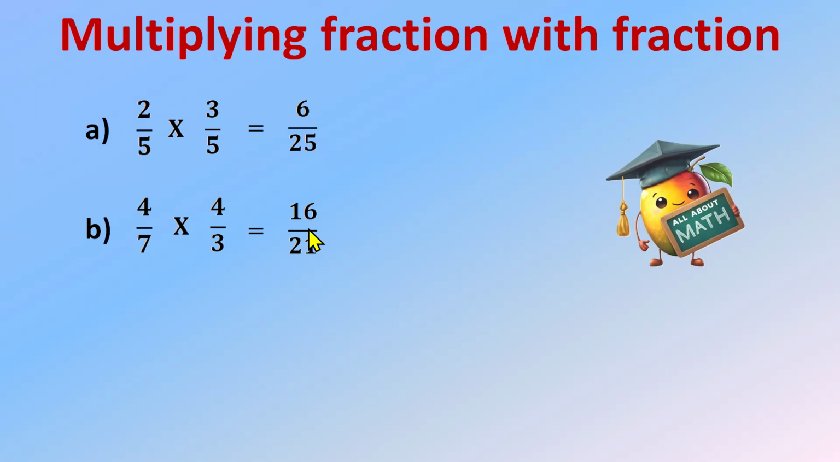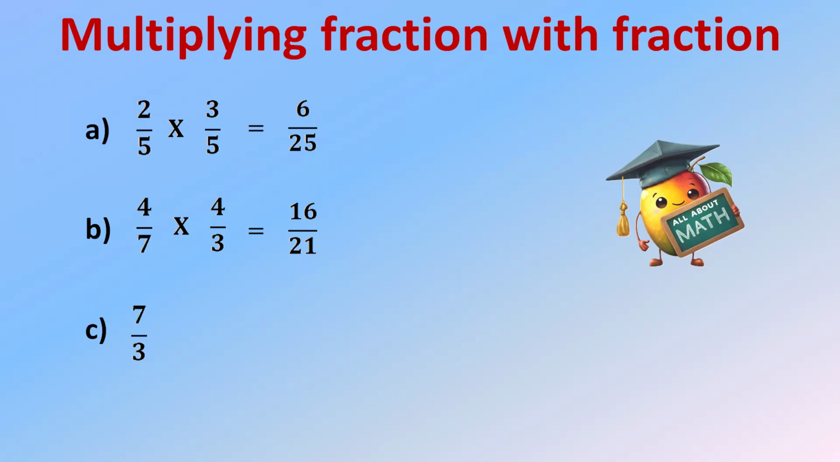Here you can check whether we need to reduce these fractions or not. For that, you can use the divisibility rules, whether they come in any table together. 6 and 25 will not come in any table together. And 16 and 21 as well, they'll not come in any table together. So this is the simplest or the lowest form only. So we will not do any cutting here.